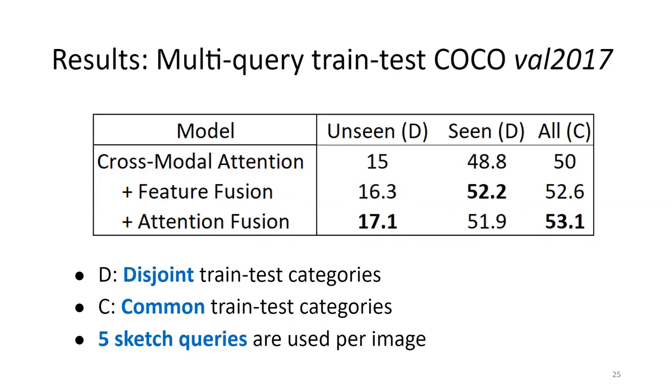For multi-query experiments, we use 5 sketch queries to evaluate feature fusion and attention fusion. In both the disjoint train test and the common train test settings, the proposed fusion techniques show improvement over the single query case. This indicates that the proposed feature fusion and attention fusion techniques are successful in judiciously combining complementary information present in multiple sketch queries.